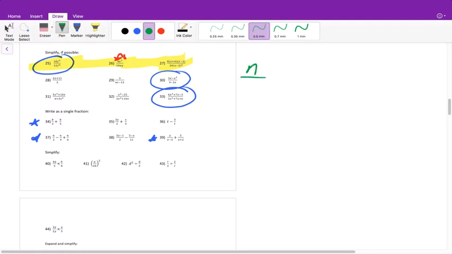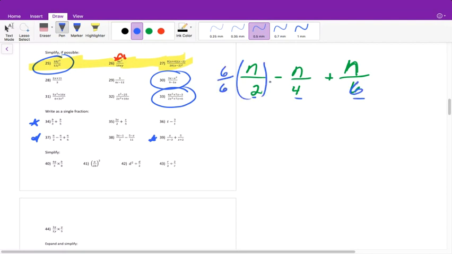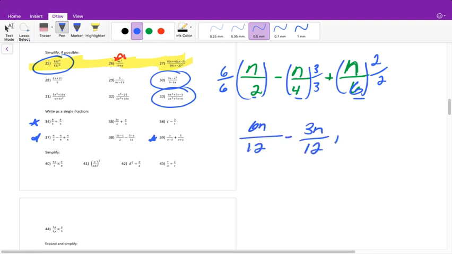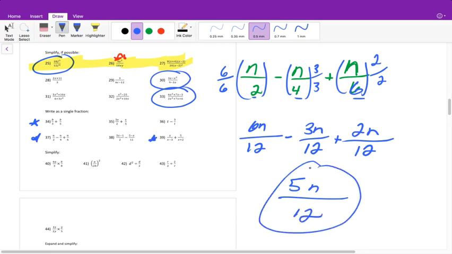All right, I now have three fractions, n over 2 minus n over 4 plus n over 6. Right now, when I look at these denominators, the least common denominator for these is 12. So that means I need to multiply this by 6 over 6, this one by 3 over 3, and this last one by 2 over 2. So this will give me 6n over 12 minus 3n over 12 plus 2n over 12. 6 minus 3 is 3n plus 2n is 5n, so our final answer is 5n over 12.